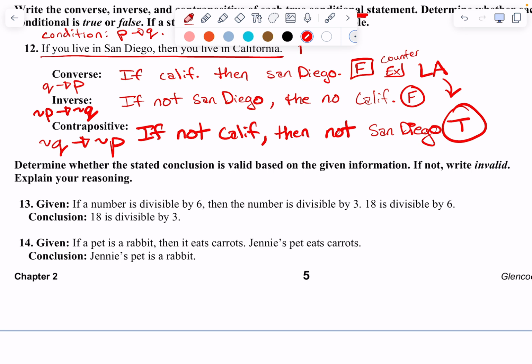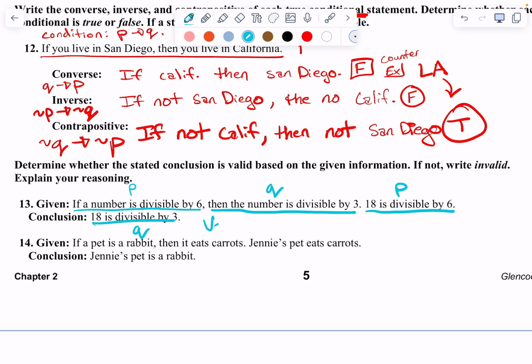So if a number is divisible by 6, that sounds like P. If a number is divisible by 6, then the number is divisible by 3. That's Q. 18 is divisible by 6. That's saying P again. It's just being more specific. It's like saying, if you study, Jace has studied. Now I'm just using 18, being more specific. So that's P, we're talking about being divisible by 6. Does that mean 18 is divisible by 3? Yeah. That is Q. It follows PQ, P, therefore Q.